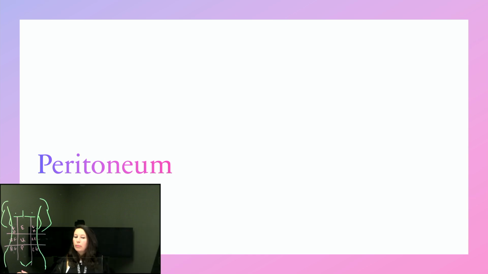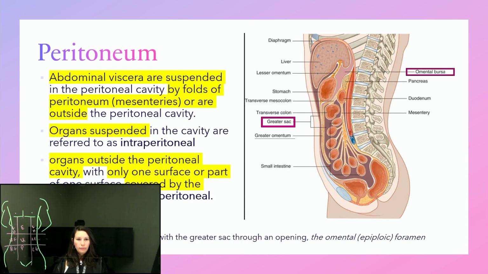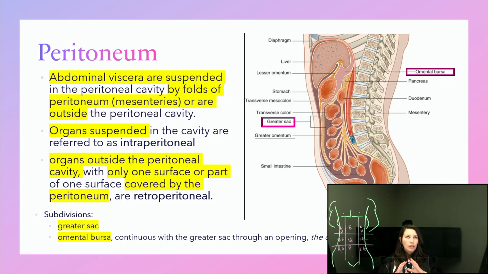Okay, guys, for this second part of the video, we're going to talk about the peritoneum. The peritoneum is essentially a very thin, membranous layer of tissue that is protecting your organs in the abdominal cavity typically. And so the abdominal viscera are typically going to be suspended in this peritoneal cavity by the folds of this peritoneum, or they could sometimes lie outside of this peritoneum.